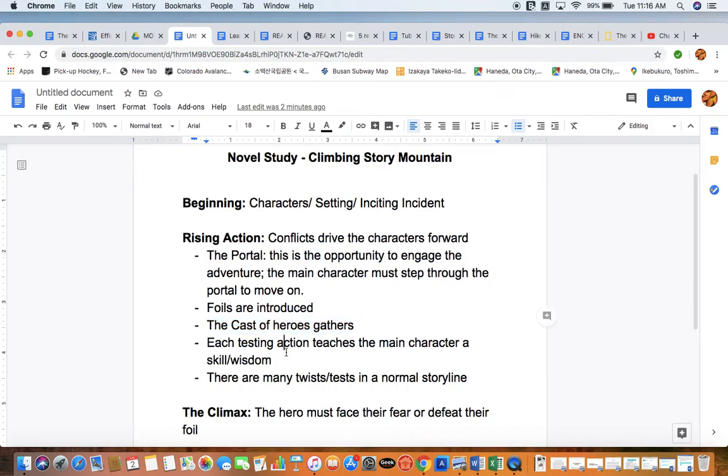And then the character is going to move forward, and as the story continues, there will be a lot of little tests, a lot of little challenges that are put in front of the character. At each one of those moments the character has to make a choice to push on or to go back. Each one of these little testing actions teaches the main character a skill or a wisdom, or even just proves their grit, and they ultimately decide to keep moving on.